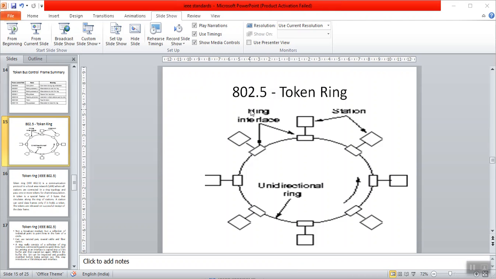So, we are moving to 802.5. 802.5 is an IEEE standard for token ring, and this figure shows a token ring network which contains ring interfaces. These are ring interfaces, and stations are connected to these ring interfaces to form a unidirectional ring, so data can transfer only in one direction. And only a station that has a special control frame, the token, can transmit data.